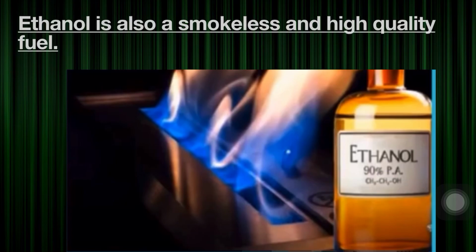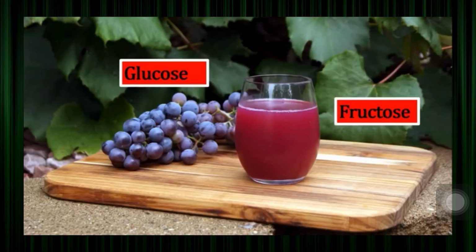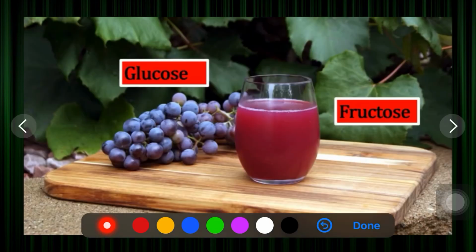Besides molasses, maize, barley and other grains are also used for industrial production of ethanol. Glucose and fructose, the sugars present in grape juice, also produce the alcohol which is used for making wines.